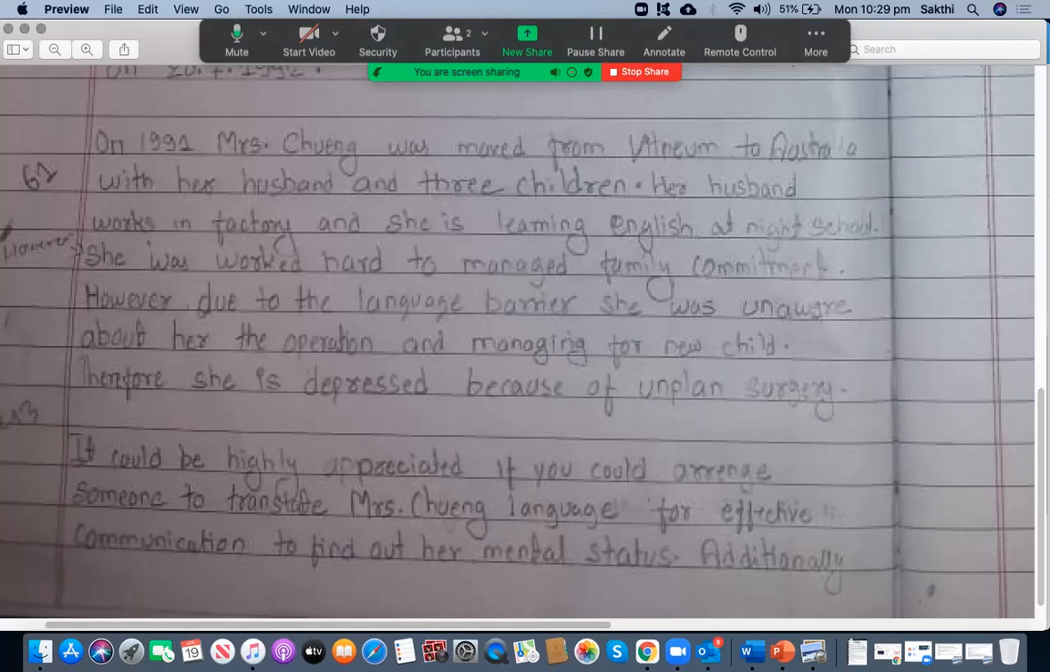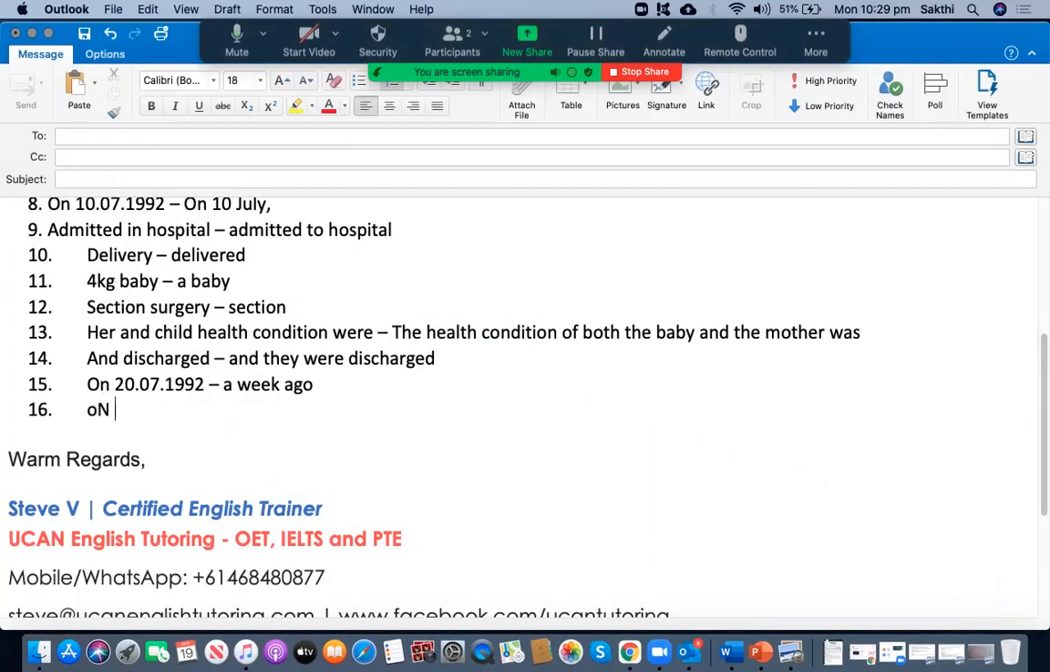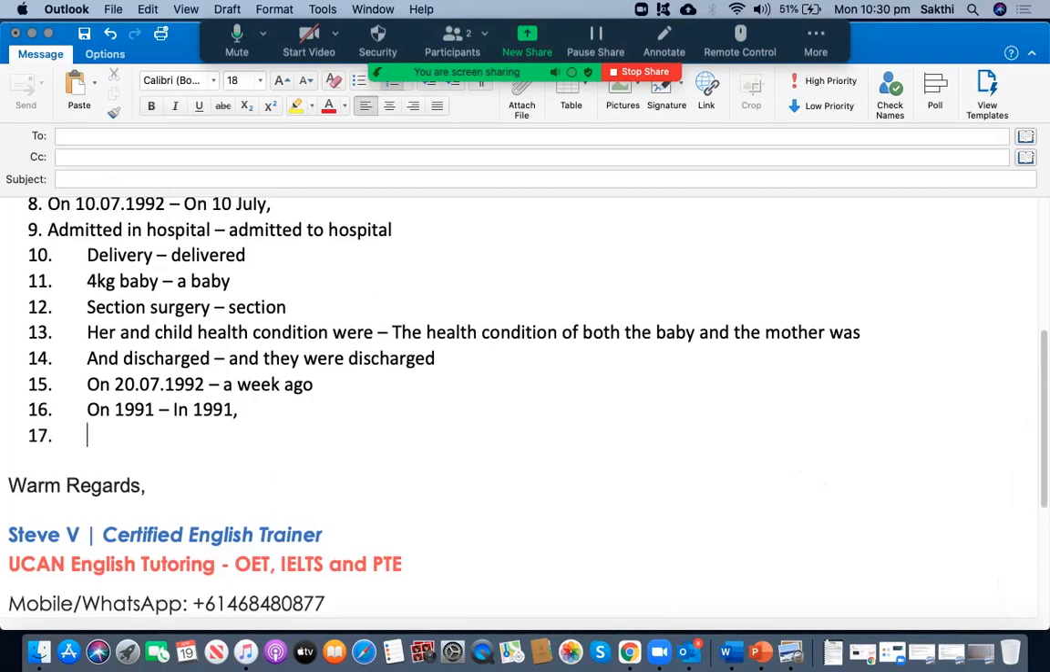Again, on 1991. Remember that year never goes with on. On 1991, that's wrong. It is actually in 1991. And then there should be a comma as well. You didn't place one. Where can we use on? On can be used with a particular date or day, for example, on Friday, or on 21st of July 2012. I'm just giving an example only. On Christmas. You can use on with particular dates, days and occasions. But in can be used with the year. So this is wrong.